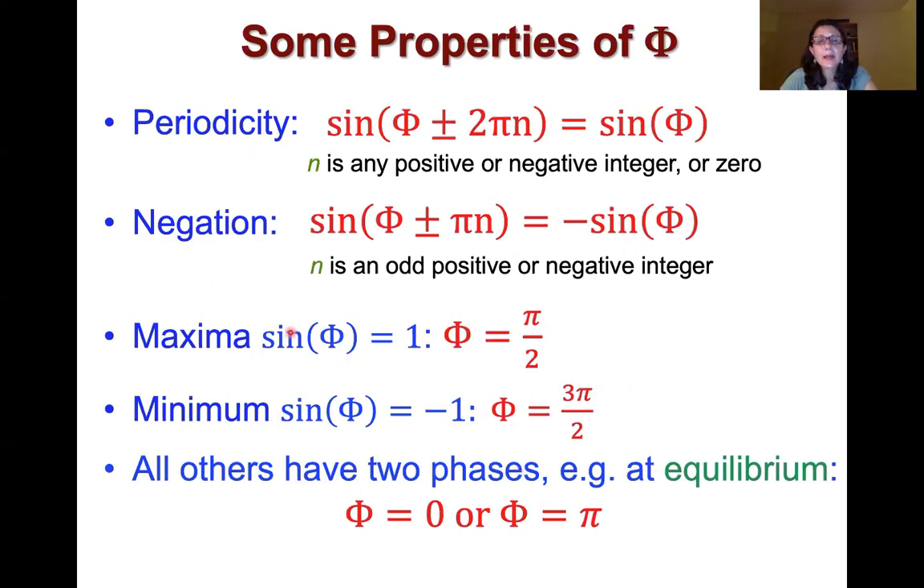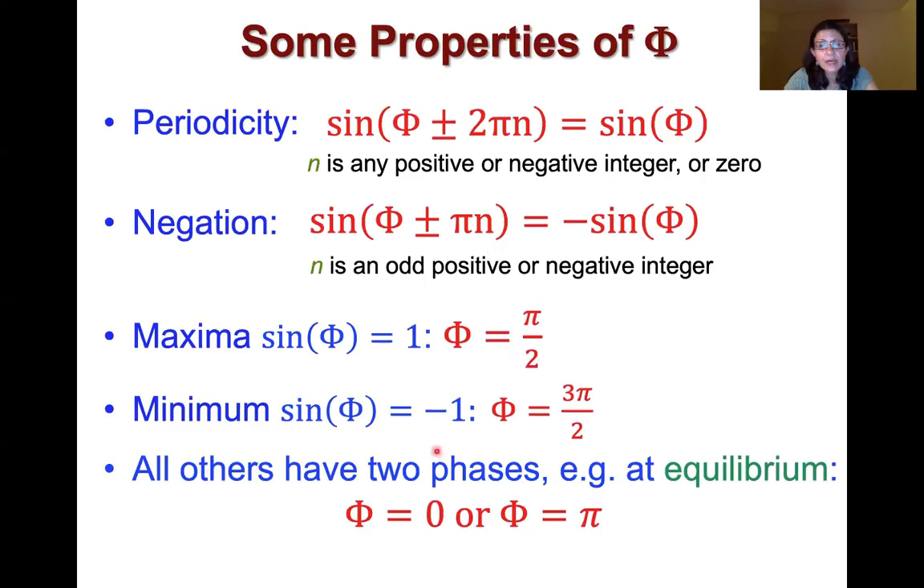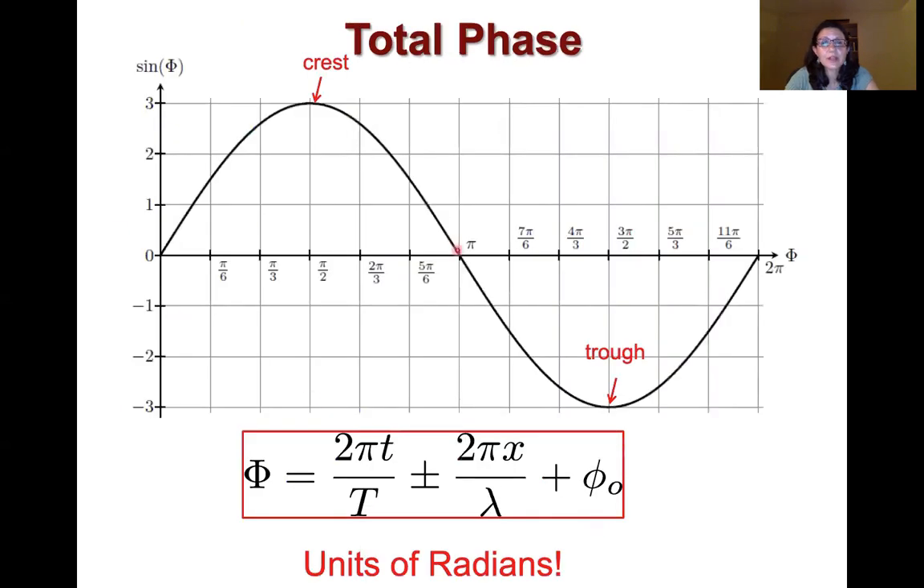Except for the maximum and the minimum, which only have one value of total phase, all other points along the wave will have two values. So for example, at equilibrium, if we go back here, within one cycle, you can have either phi equal to 0 or to pi, so here or here, to give you a value of equilibrium.